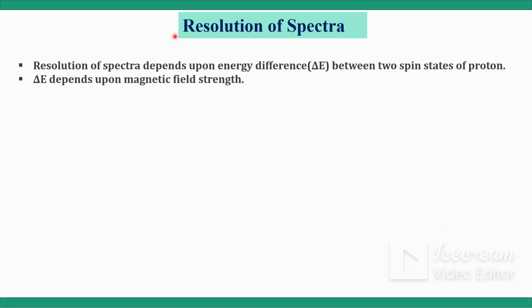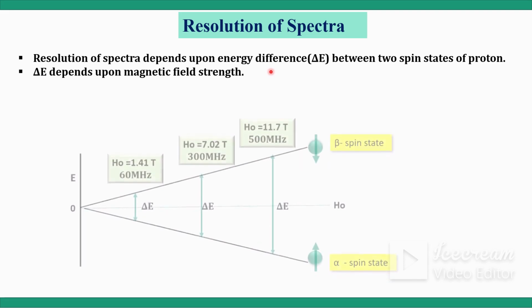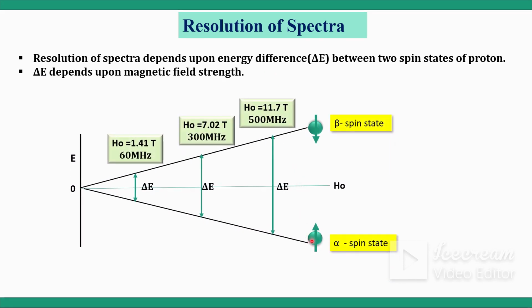Let us see resolution of the spectra. Resolution of spectra depends upon energy difference between two spin states of proton. This is the alpha spin state, parallel to applied magnetic field. This is the beta spin state, anti-parallel to applied magnetic field. The energy difference between these two spin states is known as delta E, and the value of delta E depends upon the applied magnetic field strength.